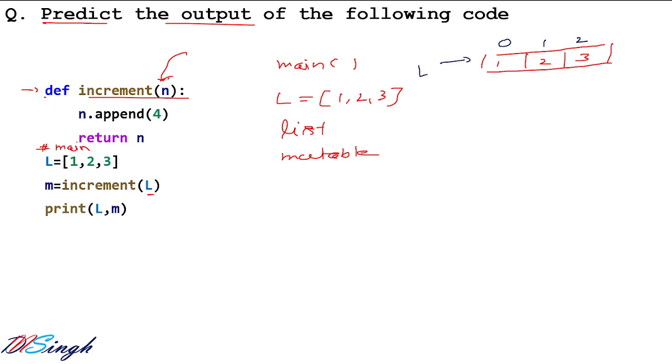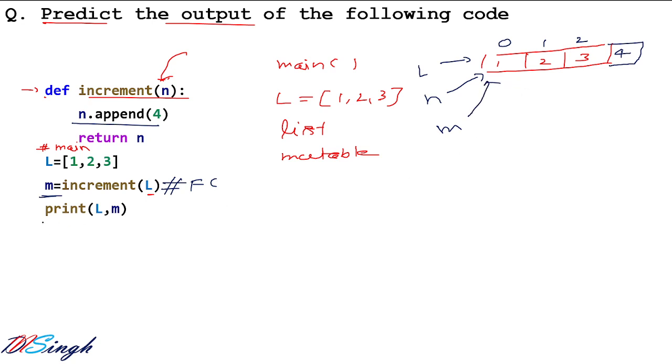As soon as you pass that list to this function increment, what will happen? N will also point to the same place. Now when you do n dot append 4, the append function will add the element at the end of the list. So one more element, 4, is added at the end of the list, and then n is going to be returned. The reference is saved inside the m variable. Again M will also point to the same place.